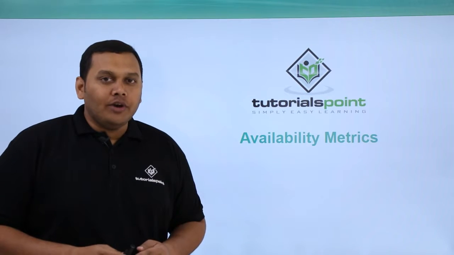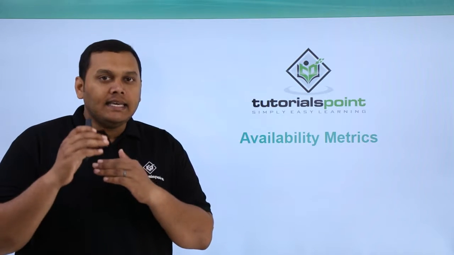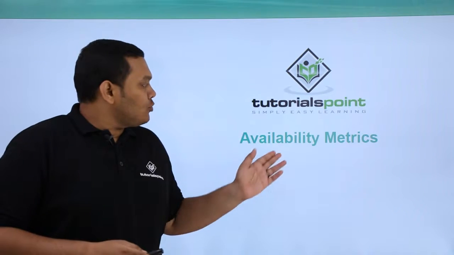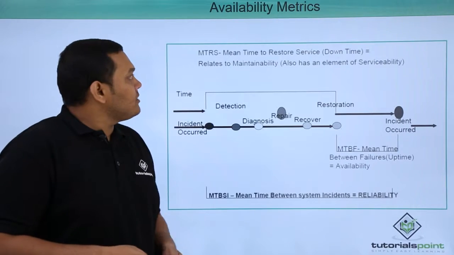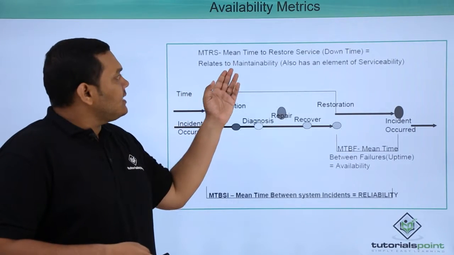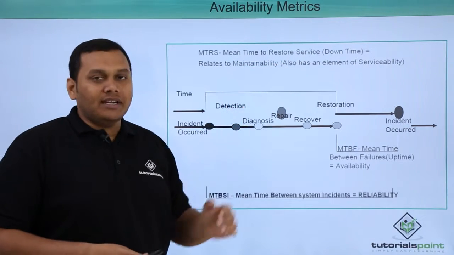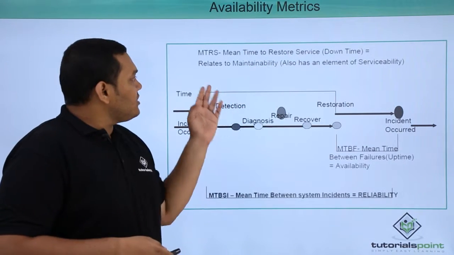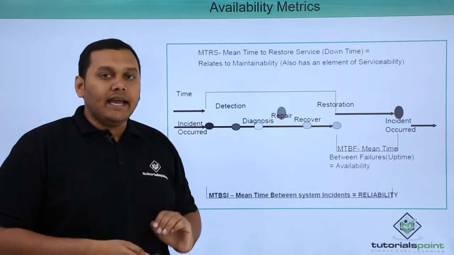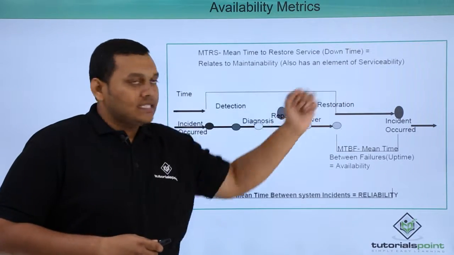In this video, we are going to discuss the key availability metrics. So, what are the key availability metrics? The availability metrics has the mean time to restore service, that is nothing but a downtime, which relates to maintainability and also sometimes to serviceability.